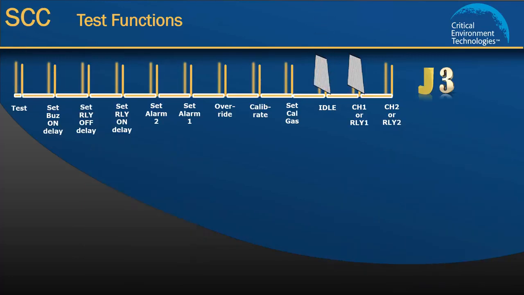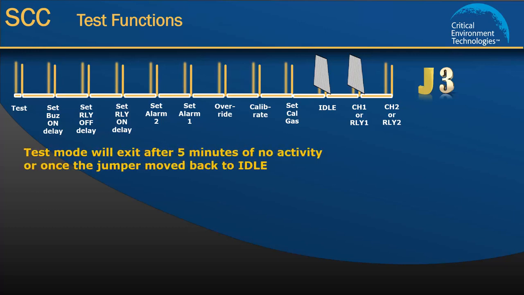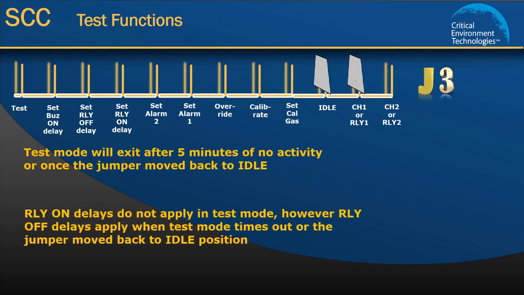Please note, the unit will automatically exit the test mode after 5 minutes of inactivity. Also, relay on delays do not apply when in the test mode. However, the relay off delays will apply when the test mode times out or the jumper is moved back to the idle position.